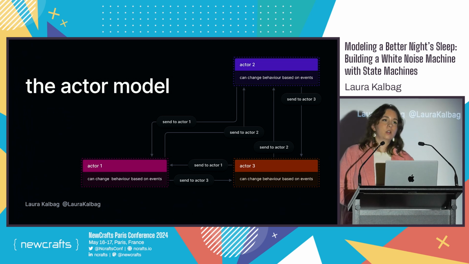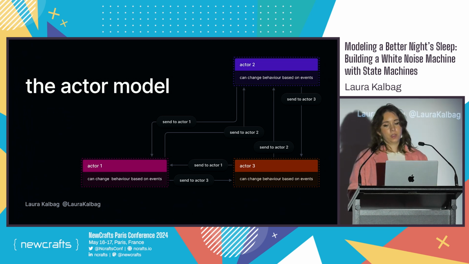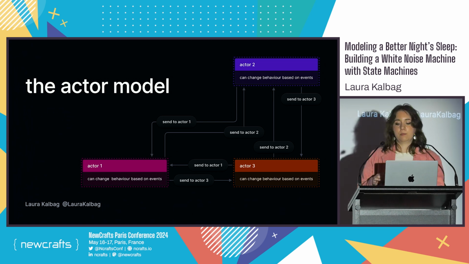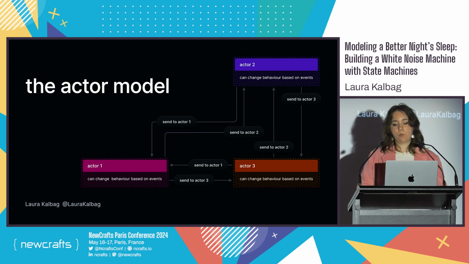Another concept that works really well with state charts is the actor model. And the actor model is where everything in your system is an actor, and an actor can send and receive events to other actors and change its behavior based upon those events. And it enables us to make our logic a lot more modular and maintainable by breaking it into those actors that are just communicating with each other.